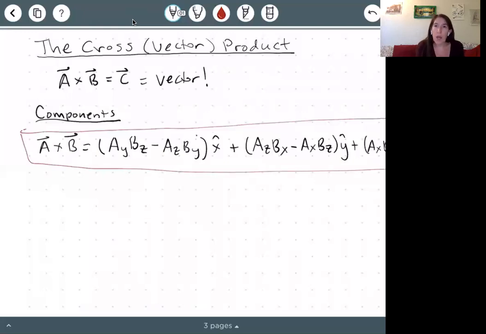Now, a lot of times what will happen is that many of these components will go away because you'll have zero. So for instance, if these vectors are only in two dimensions and only have x and y components, then all of these terms with z's will all be zero. So even though it looks like a long, scary formula, a lot of the times in this class, a lot of these terms will go to zero.